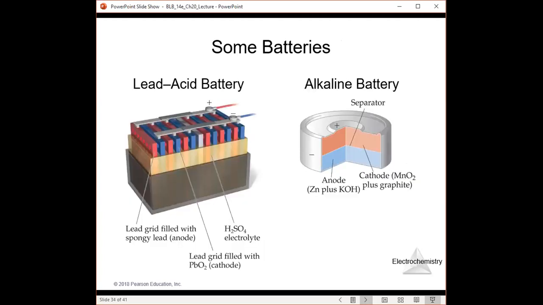Now, these are just some pictures of the lead acid batteries and then the alkaline battery. There's a separator in there, a very thin one. The anode is usually zinc plus potassium hydroxide, and then the cathode is manganese oxide plus some graphite, and then there's a separator in there. So that's what's in your alkaline batteries.